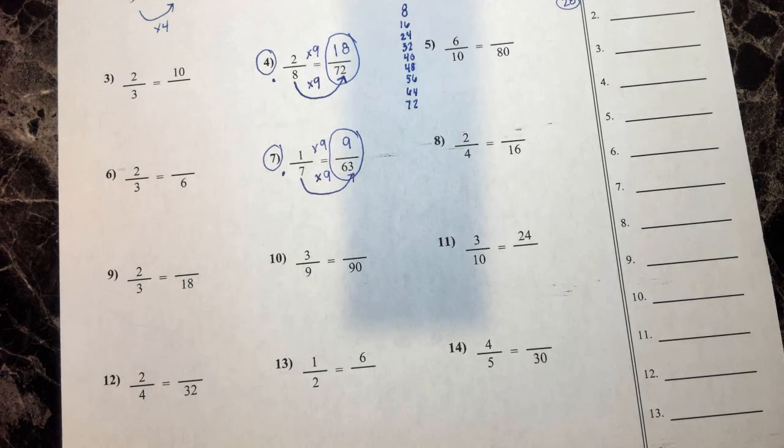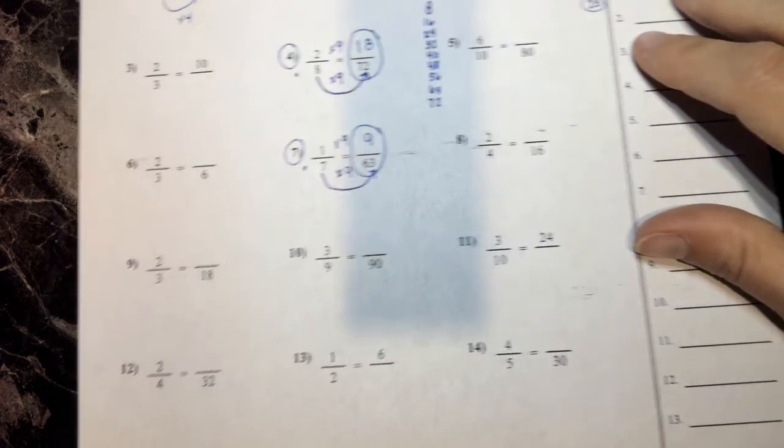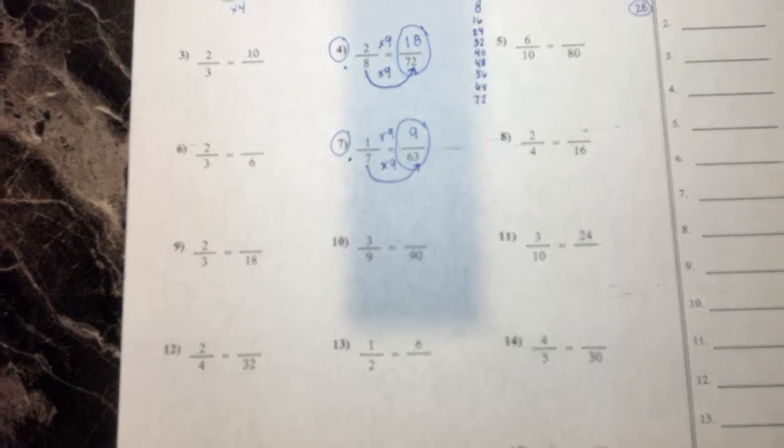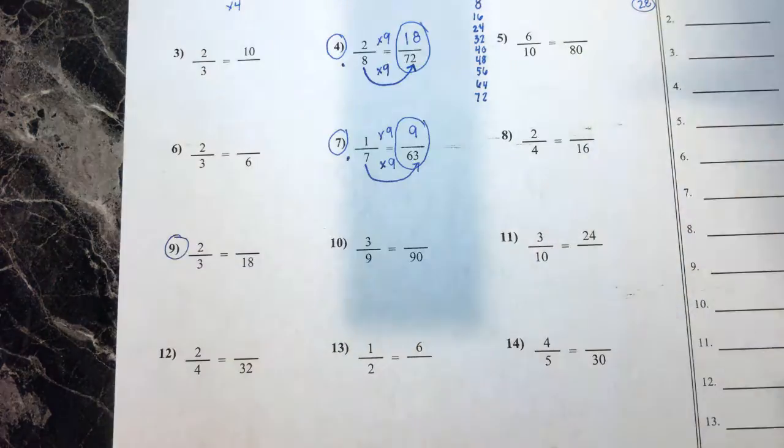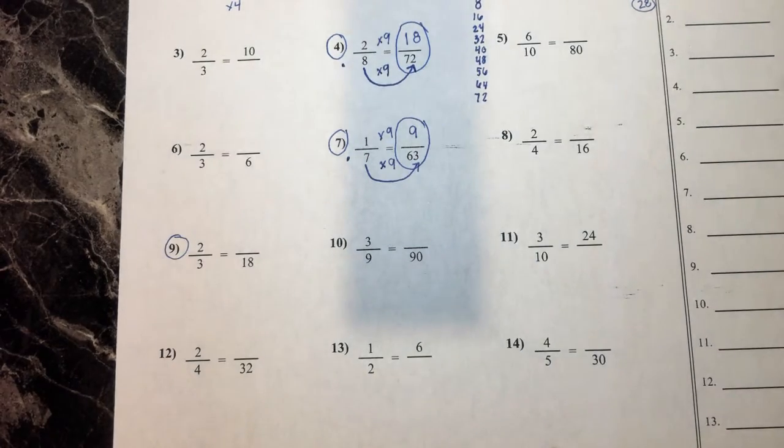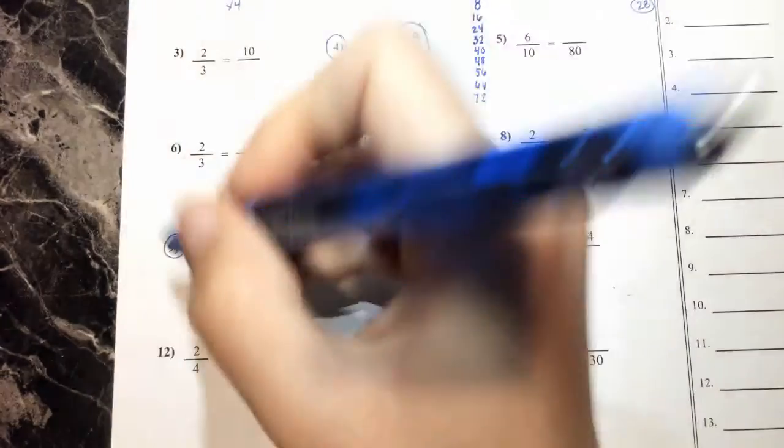Alright, so number 9. When you get to number 9, let's look at number 9. We'll do that. We'll do 2 more. Okay, number 9. I'm dealing with my bottom. 3 is smaller than 18, so I'm going to try and find how do I get there. Take a second and actually solve number 9 real quick.